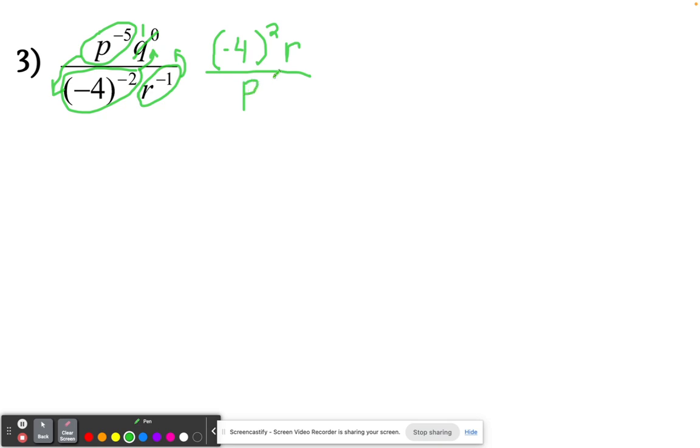Now negative 4 to the second power is negative 4 times negative 4. That's positive 16. R. Notice I didn't write r to the first. You usually don't write a 1 when that's your positive exponent. And in my denominator, I will have p to the 5th. That looks kind of more like a 5 than an exponent.